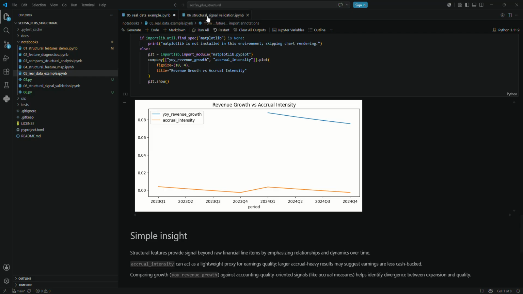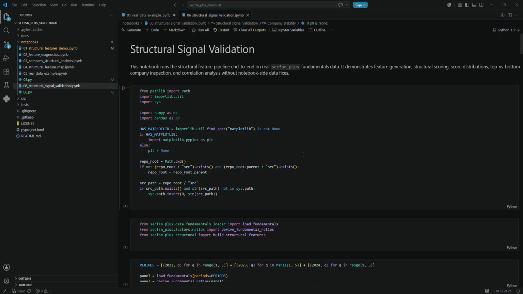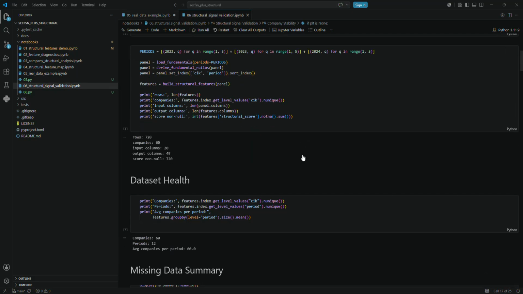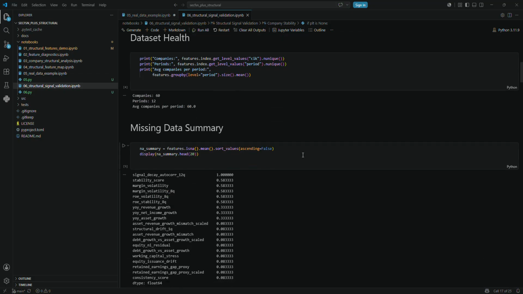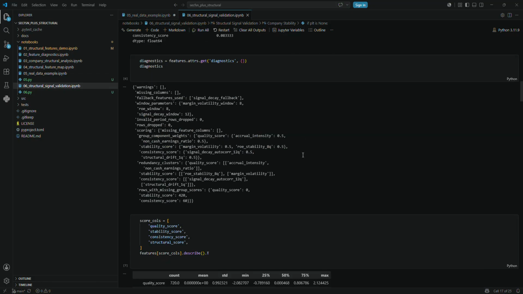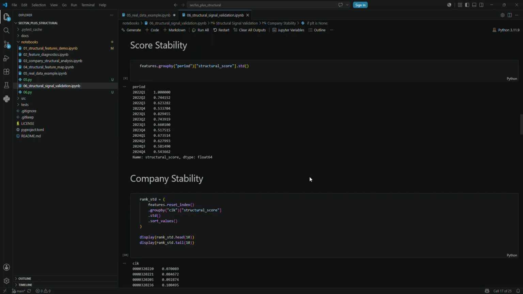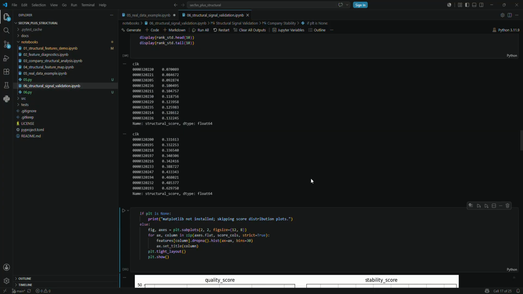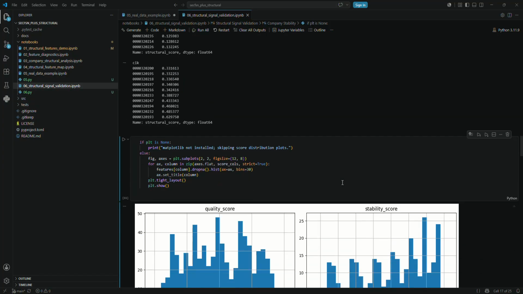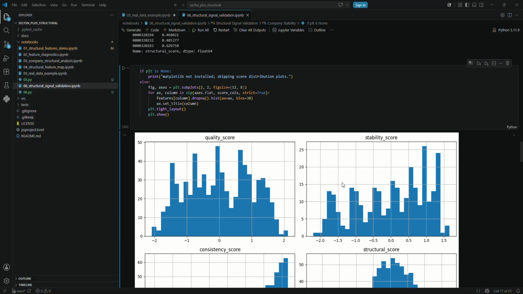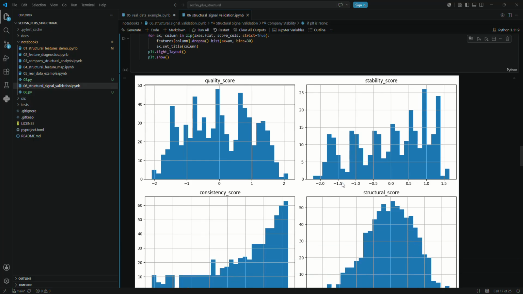Notebook 6 is the main validation notebook. It runs the structural feature pipeline end to end and creates a scoring layer. The main scoring components are quality, stability, and consistency, which are then combined into a composite structural score. That score is designed for cross-sectional comparison between company-period observations.